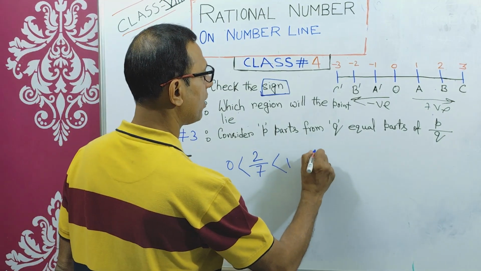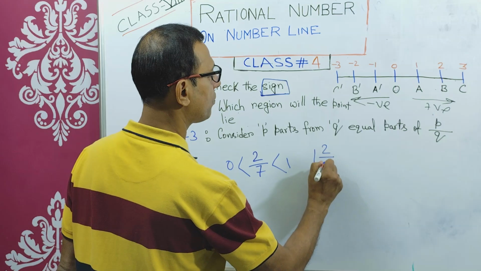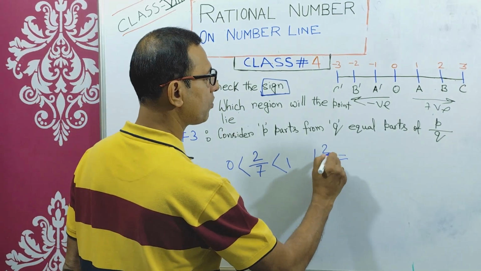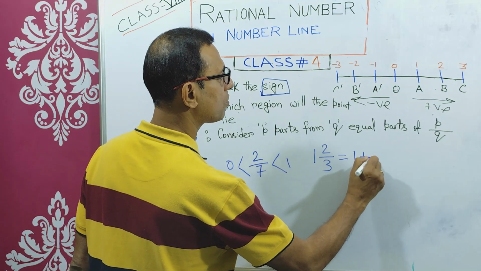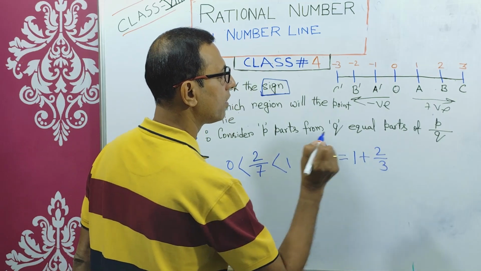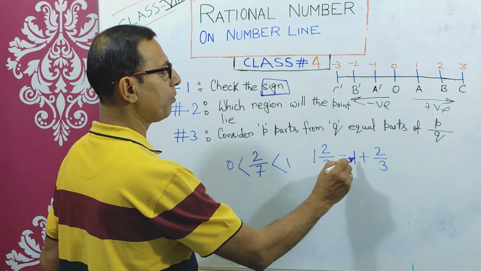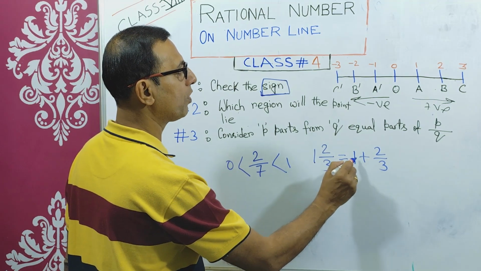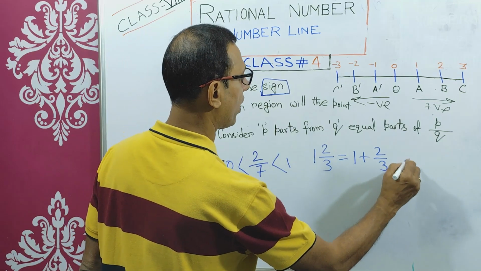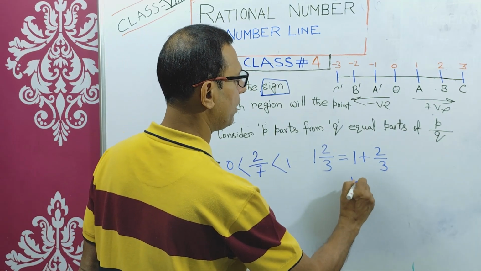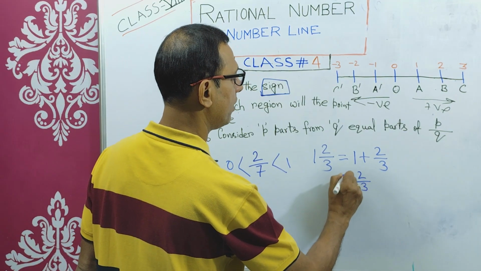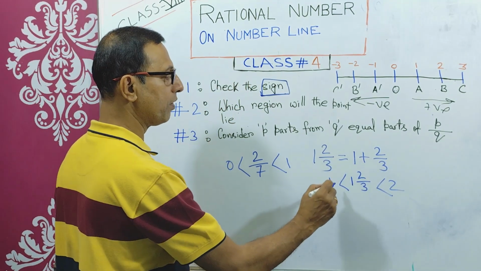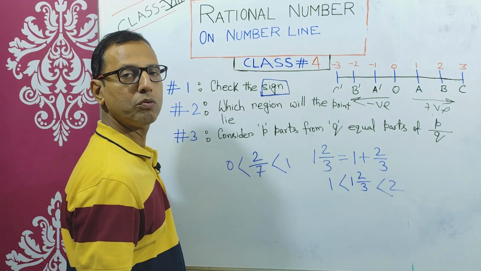If I say the point is 1 and 2 by 3, from mixed fractions, how can you express 1 and 2 by 3? It is 1 plus 2 by 3. That means the point lies between 1 and 2, because 1 and 2 by 3 is greater than 1 but less than 2. So it will lie between 1 and 2.